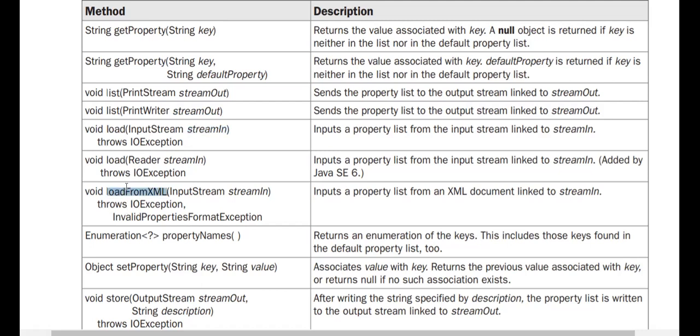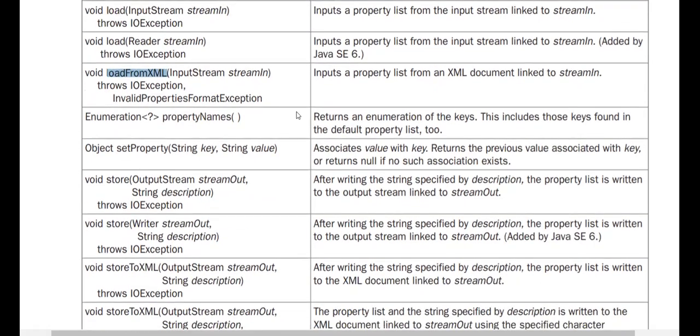Load from XML. So this inputs a property list from an XML document. So from where we are loading, based on that, the particular parameter has to be passed. Then propertyNames, this returns the enumeration of the keys. So it includes those keys that are found in the default property also. Then setProperty. So key and value will be passed. So the associated value with the key will be entered in the property class.